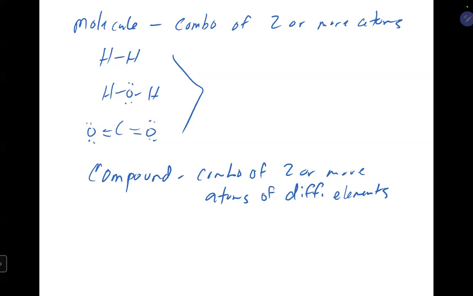H2 on top, again, is an element because it's only hydrogen. It is a molecule because there's two or more. It is not a compound, right? Because only hydrogen is involved. So it cannot be a compound, the very top one. Any questions on the difference between those two words? Okay.